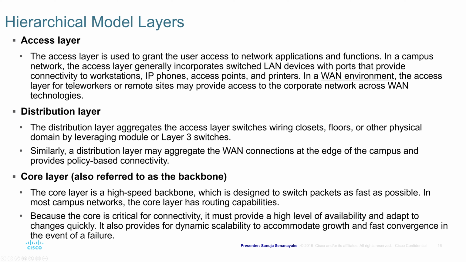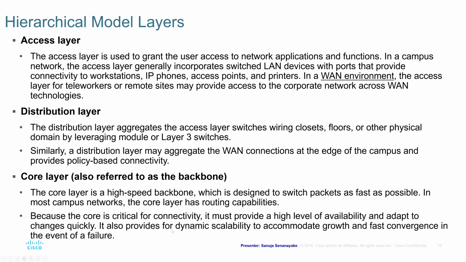The core layer, also referred to as the backbone, provides a high-speed backbone which is designed to switch packets as fast as possible. In most campus networks, the core layer has routing capabilities, and most campus networks nowadays may use fiber optics or optical fiber cables within the core networks, while they may use other methods on the other layers.